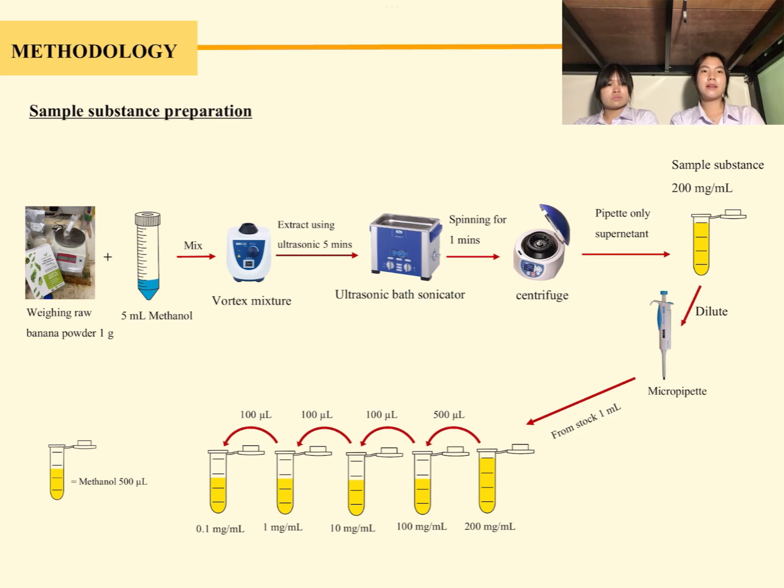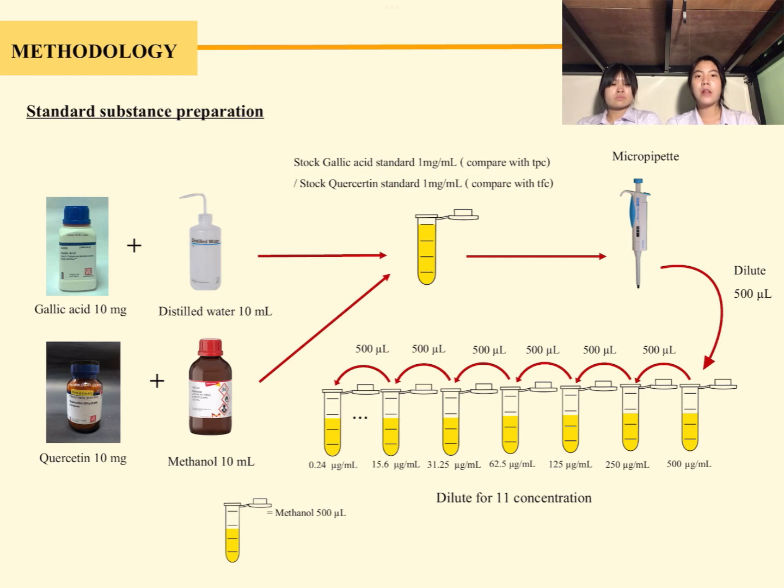And the second one is standard substance preparation. We use gallic acid to compare with the total phenolic content, and we use quercetin to compare with the total flavonoid content. We use gallic acid 10 milligrams, adding distilled water to 10 milliliters, and quercetin 10 milligrams, adding methanol to 10 milliliters. So we get the stock gallic acid and stock quercetin at a concentration of 1 milligram per milliliter, and then we dilute it by 2-fold. Dilute it to 11 concentrations from 500 micrograms per milliliter until it is 0.24 micrograms per milliliter.